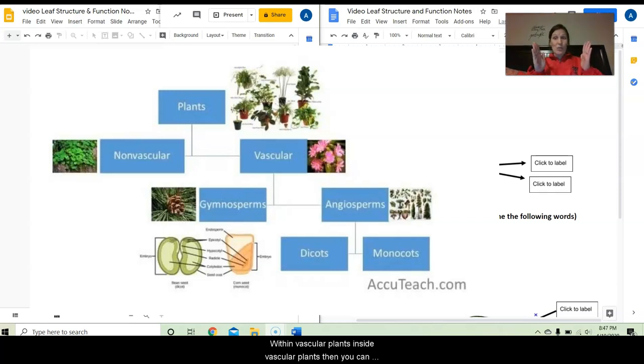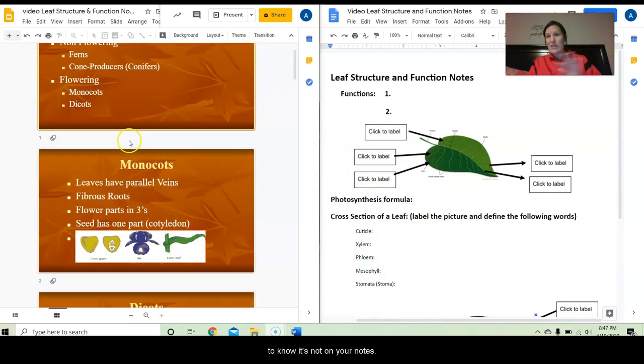So inside vascular plants, you can have non-flowering plants, which would be like your gymnosperms, and then flowering plants, which would be like your angiosperms. Non-flowering plants are going to be like your ferns that have spores, or your gymnosperms, which are cone producers, or coniferous plants like pine cones, pine trees. And then your flowering. Now remember, flowering is really where we're focusing. We are skipping over the structure of the rest of them. But you can have a monocot or a dicot. I'm going to say those words so y'all know them. It's not on your notes.